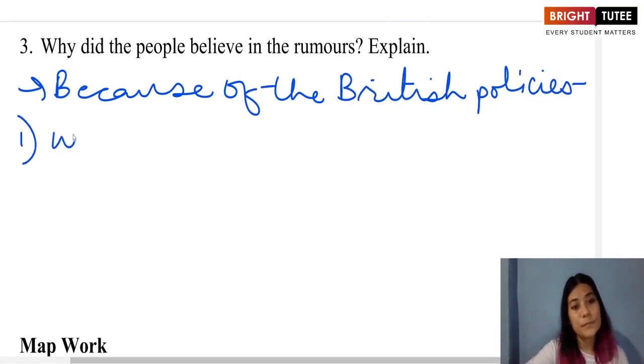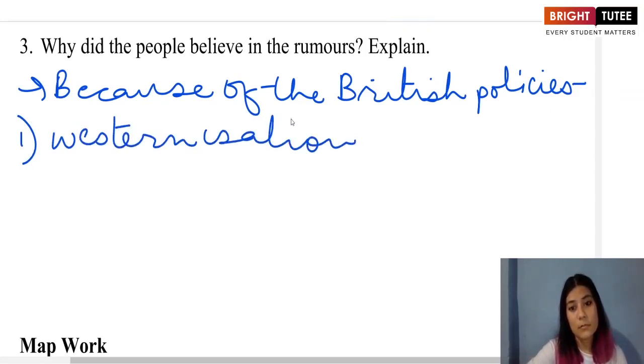Number one, Westernization. Okay, so the British government introduced Western education, Western ideas, Western literature, Western culture. Now, with the bringing of these Western ideas, the Indians believed that the Indian culture and tradition were attacked, and the British were determined to destroy the Indian culture, the long cherished culture of India. Okay.